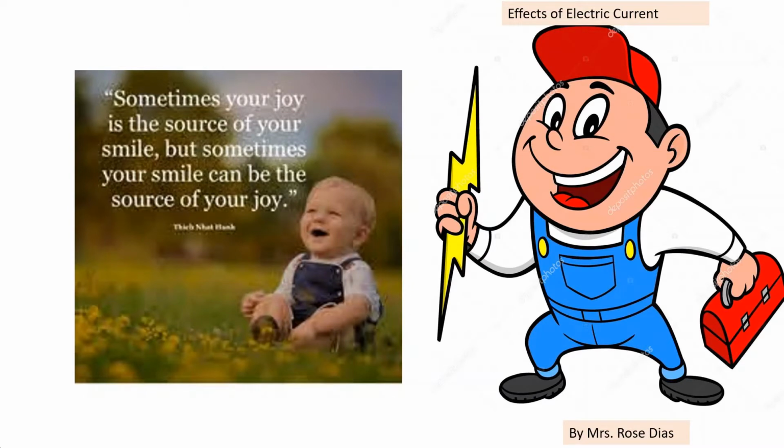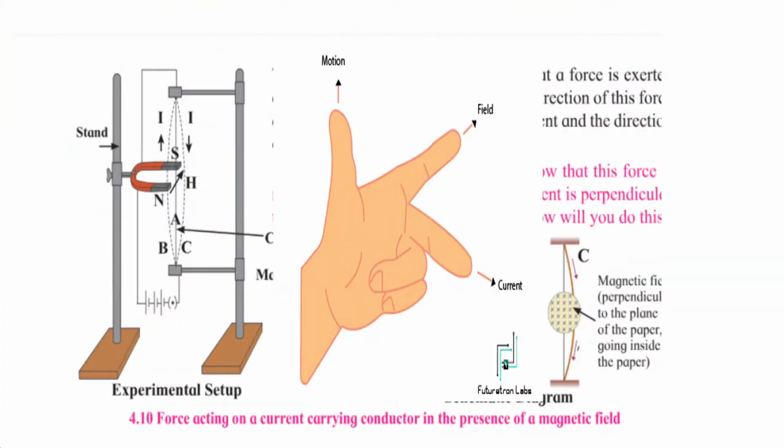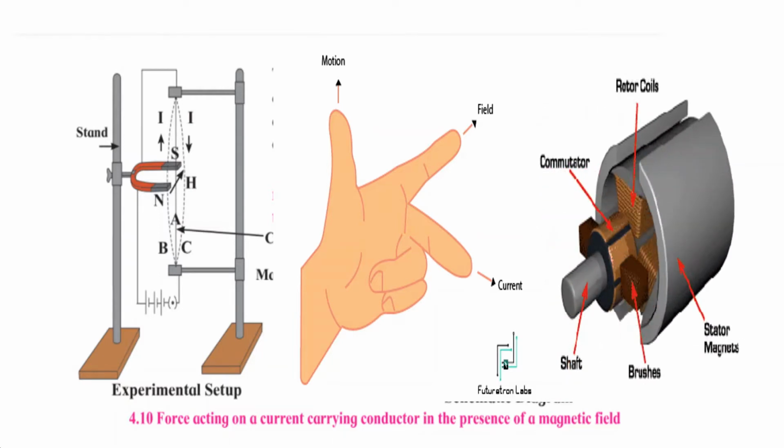We are on the last session of effects of electric current. In the previous class, we learnt that a current carrying conductor placed in a magnetic field experiences a force. The direction of this force is given by Fleming's left-hand rule. We also learnt the construction and working of an electric motor, and that an electric motor converts electrical energy into mechanical energy.